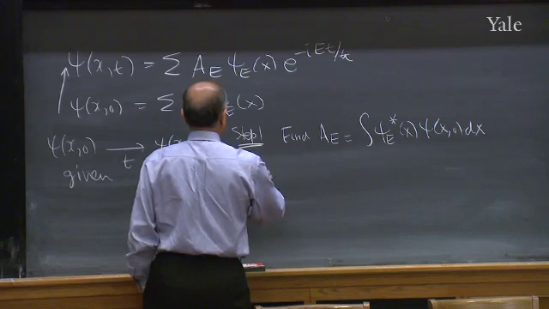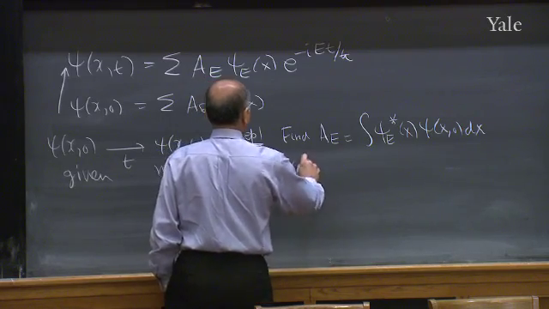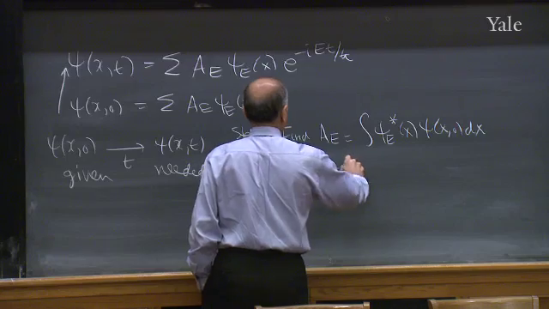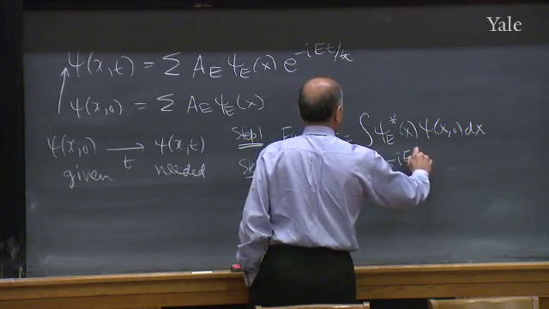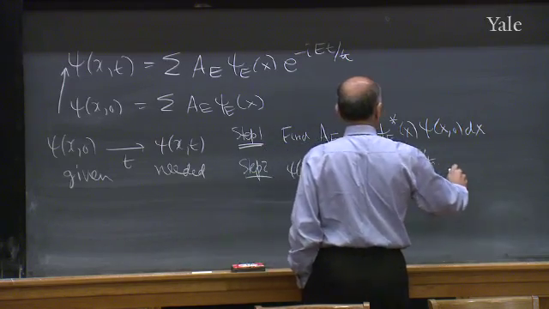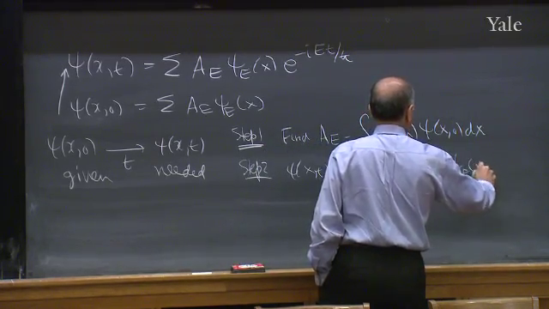And step 2, psi of x and t is equal to this A sub E that you got times e to the minus i E t over h bar times psi sub E of x.